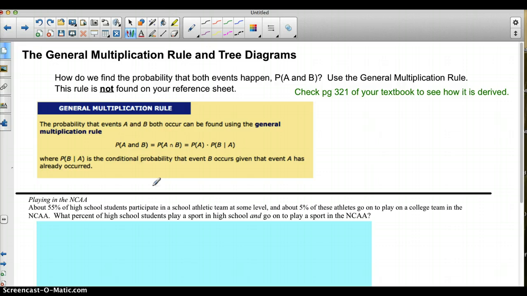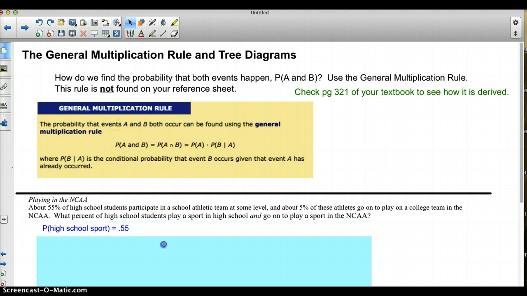So playing in the NCAA, about 55% of high school students participate in a school athletic team at some level, and about 5% of these athletes go on to play on a college team in the NCAA. So we're talking about 5% of the 55% of high school students. So what percent of high school students play a sport in high school and go on to play in the NCAA? Taking the general multiplication rule into account, first we have to find the probability of the first event, that they play a high school sport. Well, we're told that in the problem: 55%.